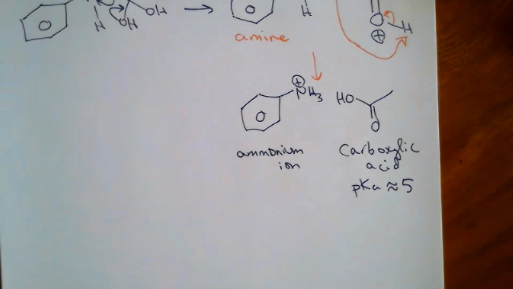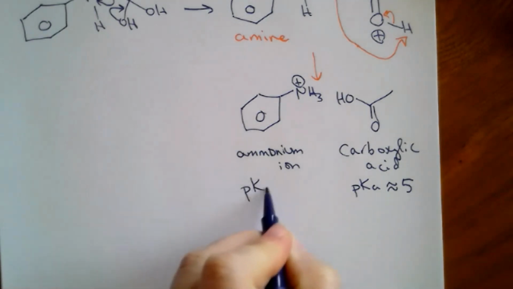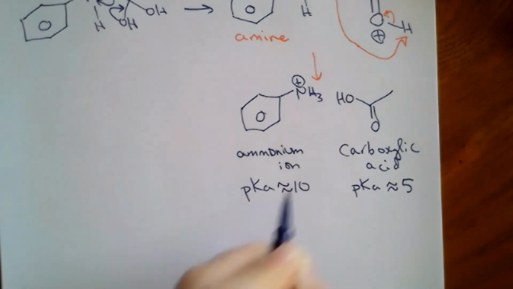Disclaimer, it's actually an aniline ion because it's benzene, but my explanation here applies whether it's an aniline or ammonium, regardless. It's an ammonium ion, and we memorized that that has a pKa of around 10. Again, because it's an aniline, it's a little bit of an outlier pKa-wise, but the information still applies.